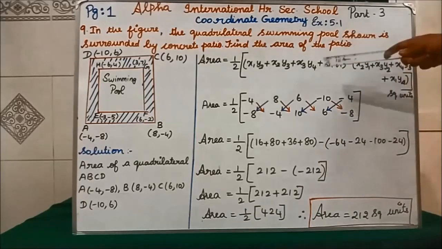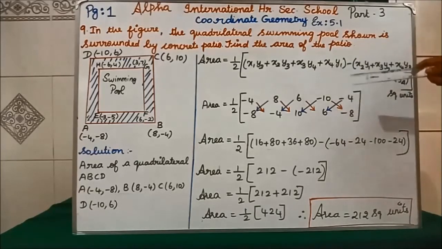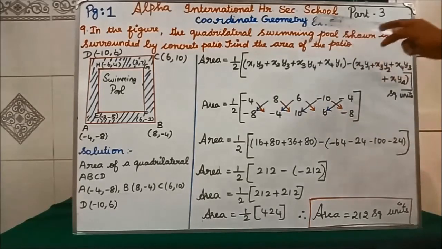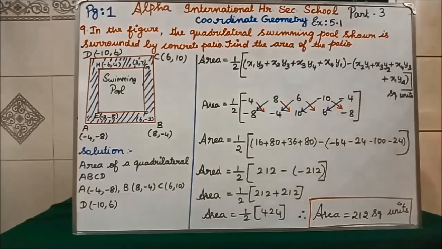Minus 4, minus 8, 8, minus 4, 6, 10, minus 10, 6, minus 4, minus 8. Which means the first value you are going to write again one more time. Listen students, area of the triangle and area of the quadrilateral are very easy problems. Okay, only you have to remember the plus and minus, and give more concentration to that. Clear? The next step. First you have to come from left to right.